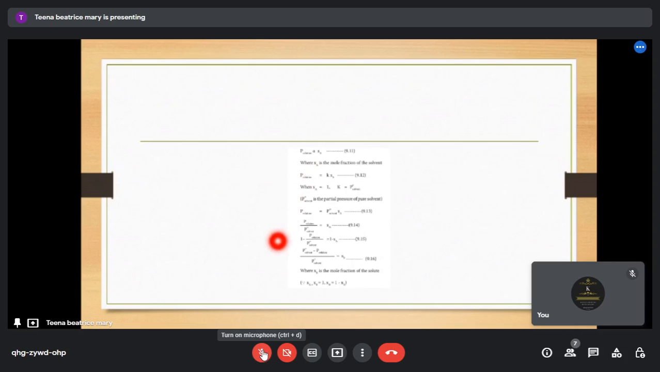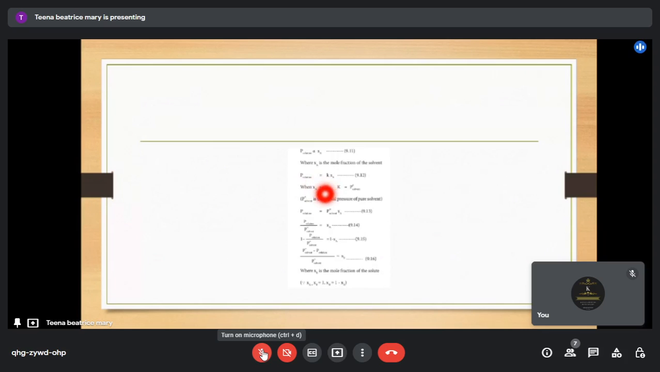Now this is for solid liquid in solid. So P solution is directly proportional to XA, as we saw earlier. XA is the mole fraction of solvent. So P solution is equal to K XA. Here we are using the empirical constant K. Again, the value of XA is equal to 1 and K is equal to P naught solvent.